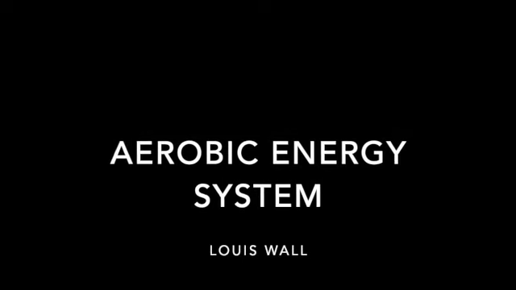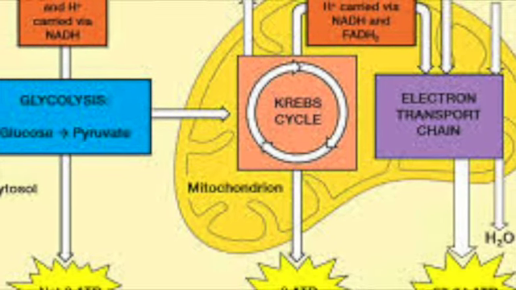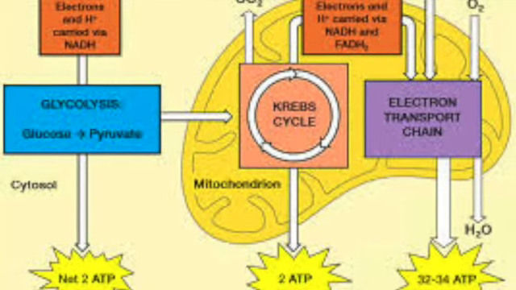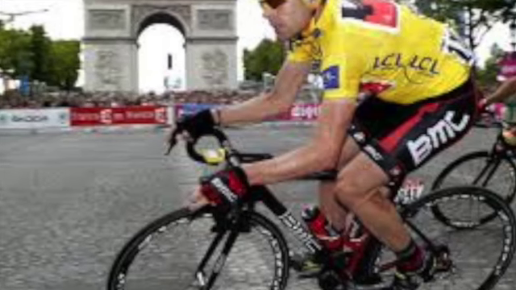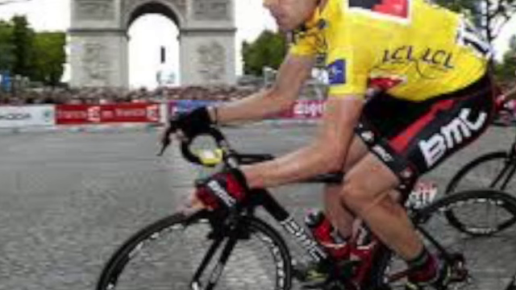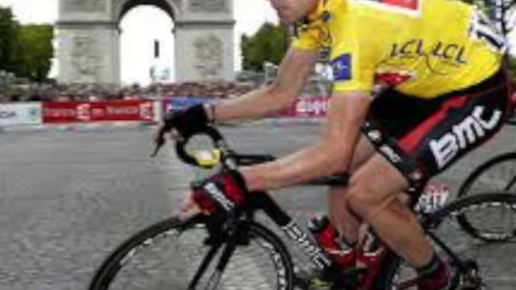The aerobic system requires oxygen to function, which is generated into adenosine triphosphate, more commonly known as ATP, in order to generate energy. This is done in three processes: aerobic glycolysis, the Krebs cycle, and the electron transport chain. For an athlete that specialises in aerobic activity, such as Cadel Evans, winner of the 2000 Tour de France, this process is vital in order to produce the energy needed.